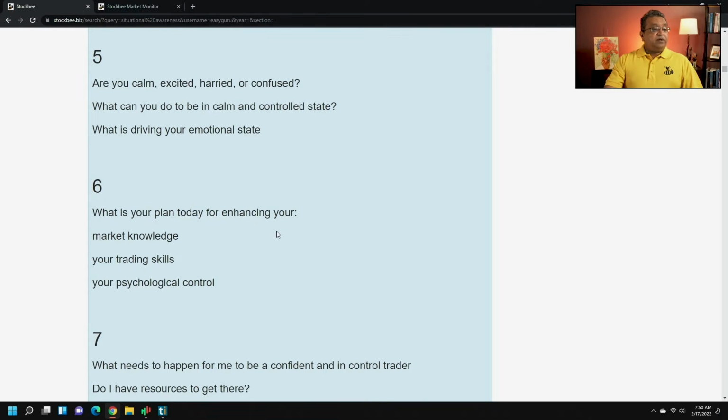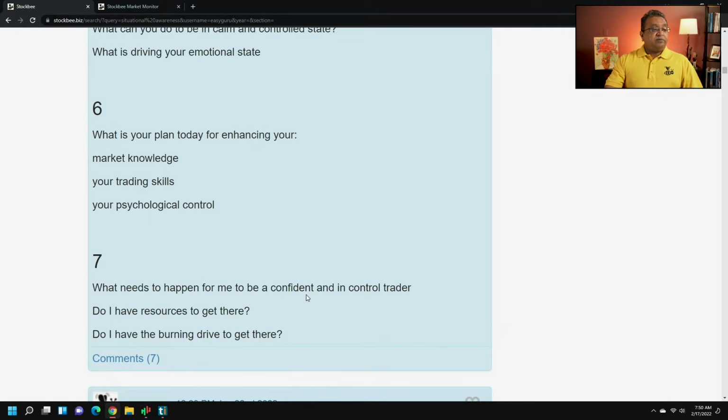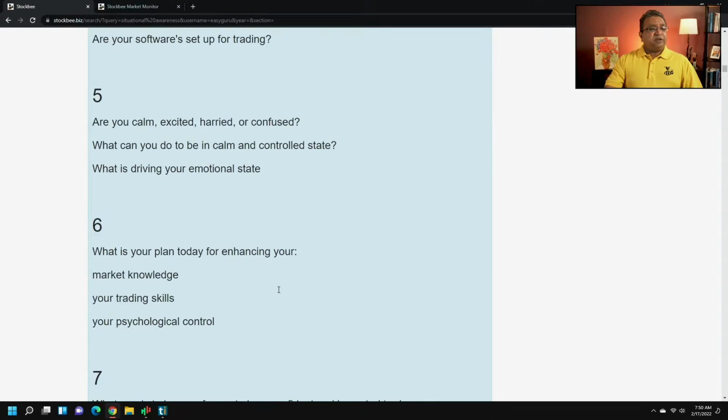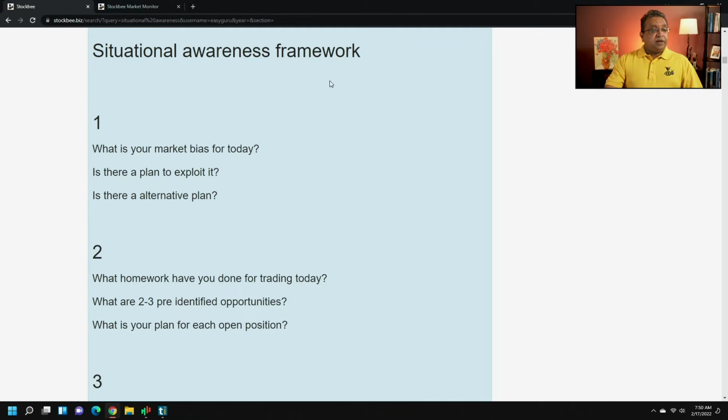What is your plan today for enhancing your market knowledge, your trading skills, your psychological control, and what needs to happen for me to be a confident and in-control trader? Do I have the resources to get there? Do I have the burning drive to get there? So this is a framework of questions which is basically for situational awareness.